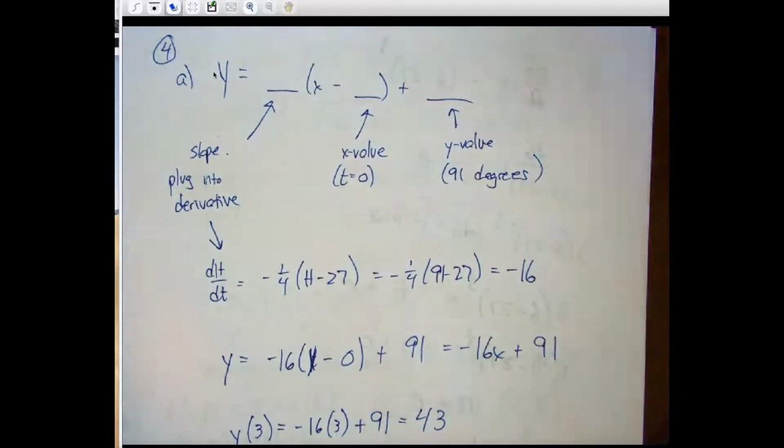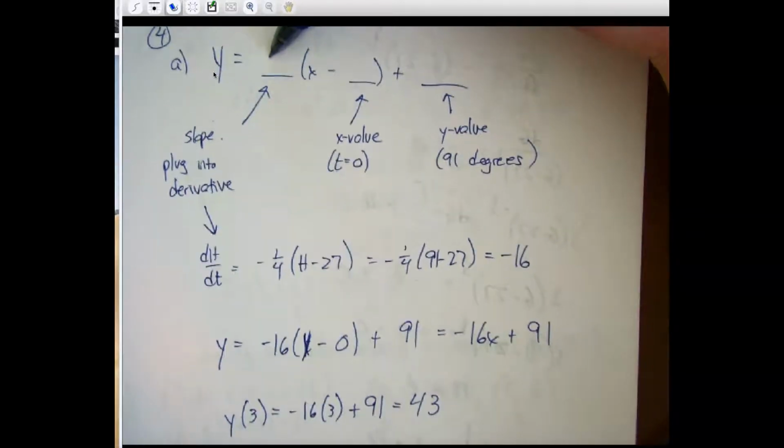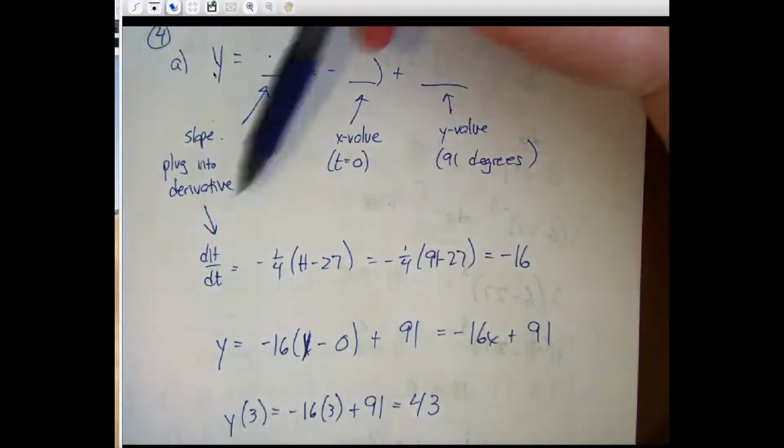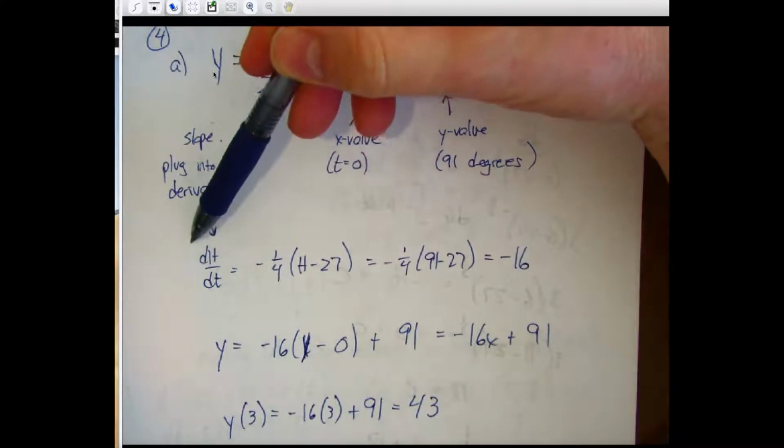So our equation is always y equals blank times x minus blank plus blank. And what goes here is the x value. What goes here is the y value. And then what goes here is the slope. And to get the slope, we plug into the derivative. So the derivative is this, dh dt equals -1/4 times h minus 27.